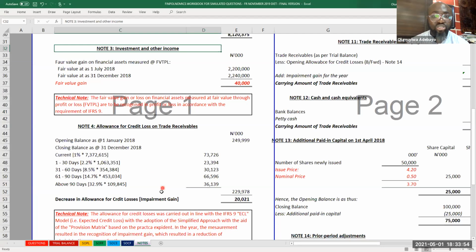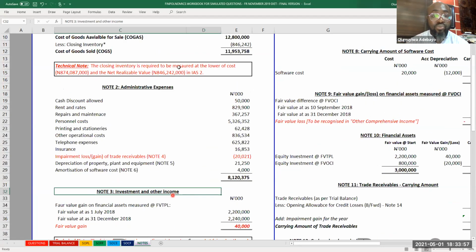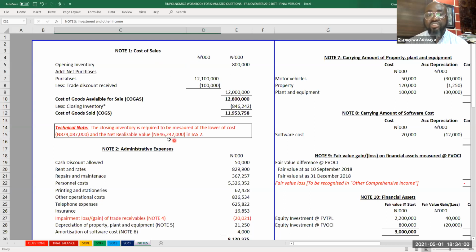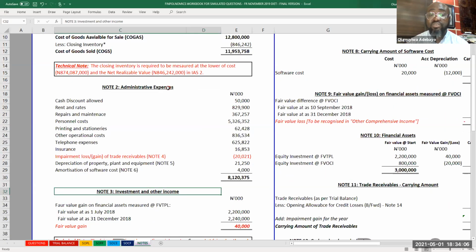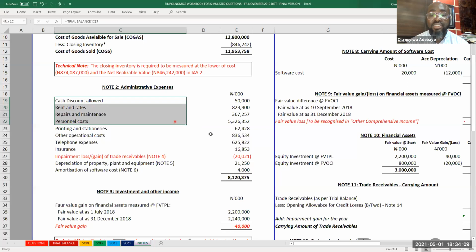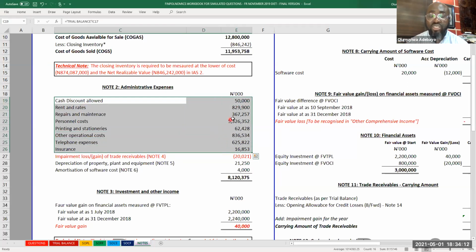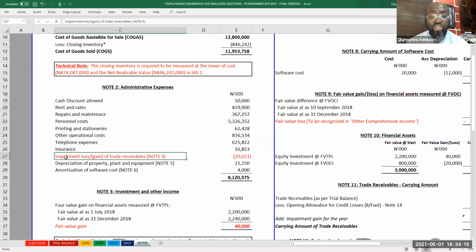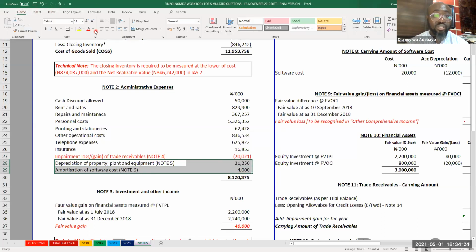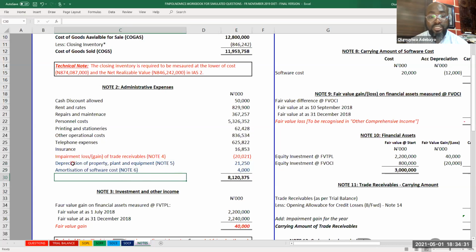Now, what then do we need to do is to look at the cost of sales. How do you determine cost of sales? Note two determines our administrative expenses, which means you pick all of the items in the trial balance, especially all of these that do not require adjustments, plus those that came out as a result of adjustments. Let me put them in different colors. And this is the depreciation we determine and the amortization we determine. All of this is what sums up to administrative cost.